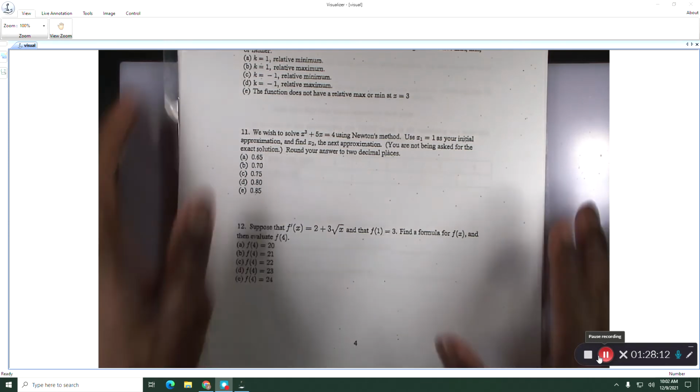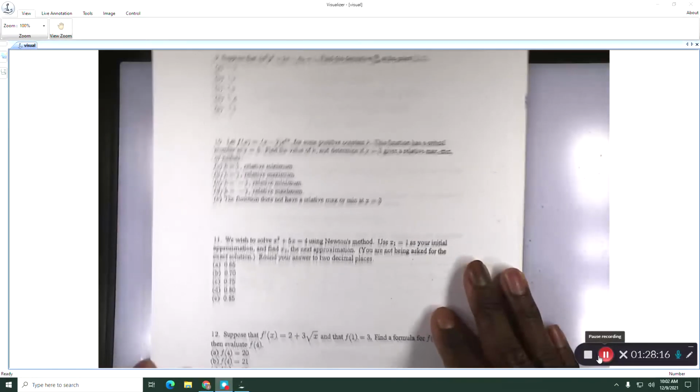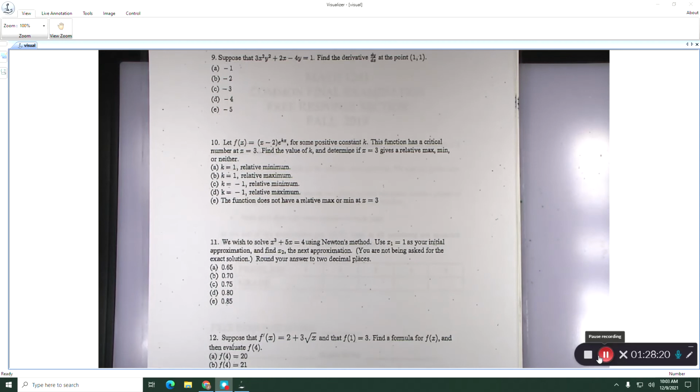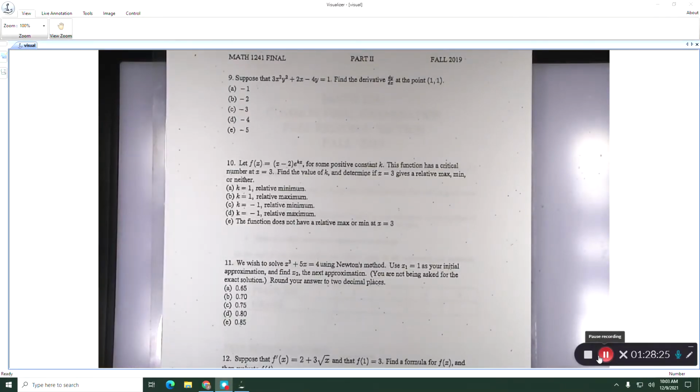All right. We're getting close to the end. We're like 60 to 70% in. We're getting very close to the end. The problems are going to get just a little bit more challenging, in my opinion. Okay? But it's not anything that you have not done before.